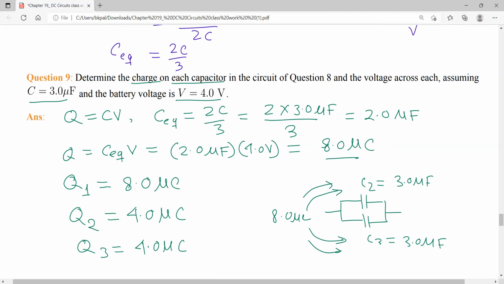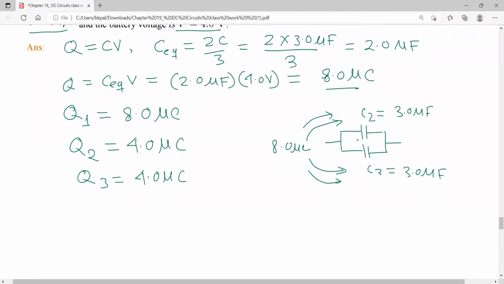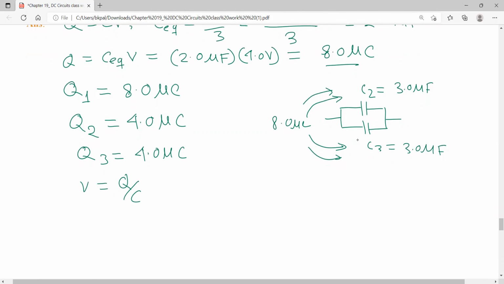So that's one thing. And then the last part tells us the voltage across each capacitance, so we have to also calculate the voltage. Now V equals Q over C. This equation basically gives you all the voltages across all capacitances. So V1 will be Q1 over C1.